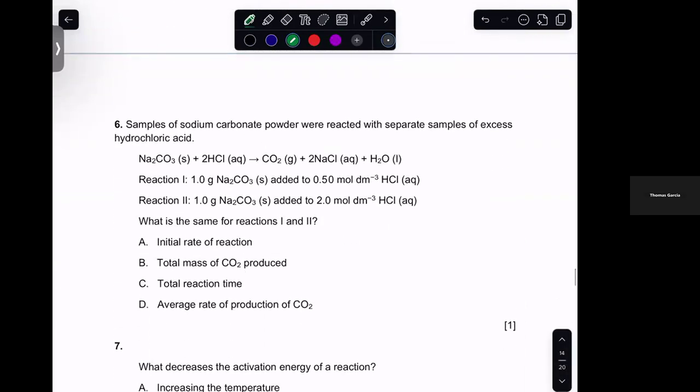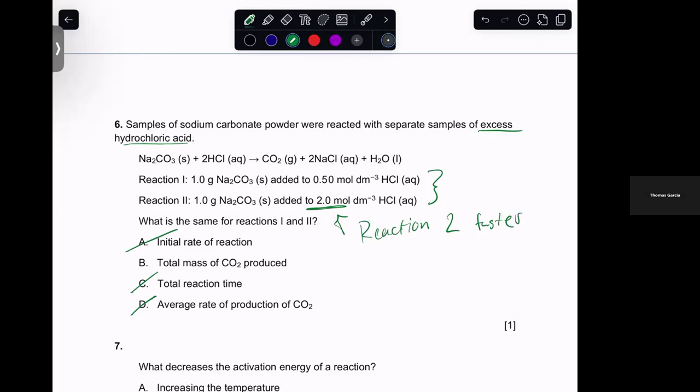All right, number six. Samples of sodium carbonate powder were reacted with separate samples of excess hydrochloric acid. And we have our reaction here. What is the same for reactions one and two? So what is the same between these reactions? Well, let's look at a couple things. Even though both are in excess, we have a much higher concentration of HCl. So this higher concentration is going to mean that reaction two is faster. So the initial rate cannot be the same. The reaction time cannot be the same. The rate of production of CO2 cannot be the same.